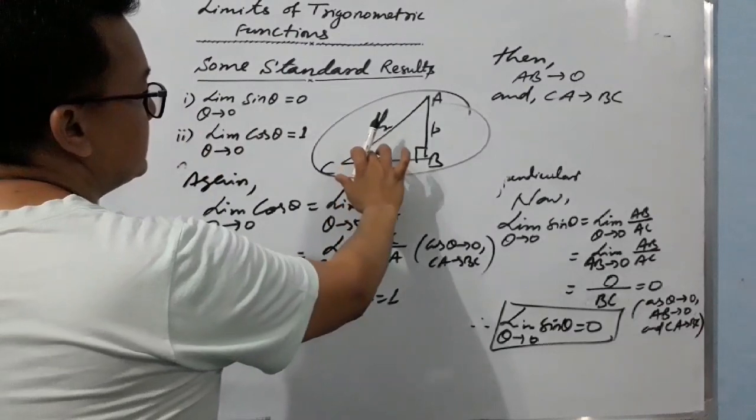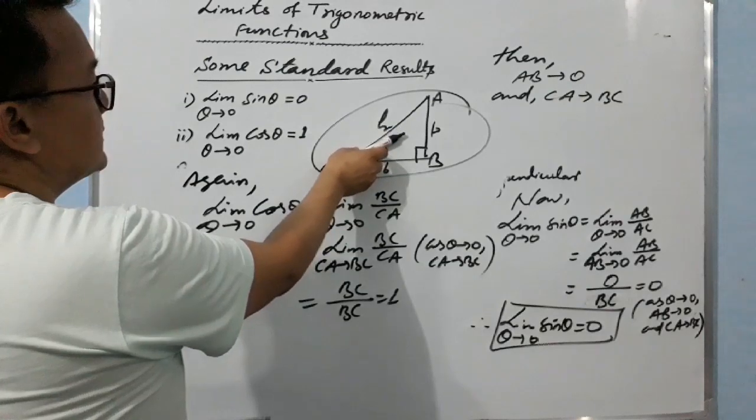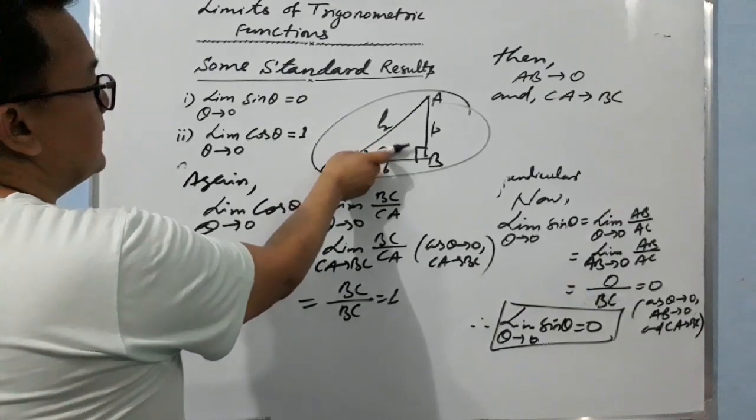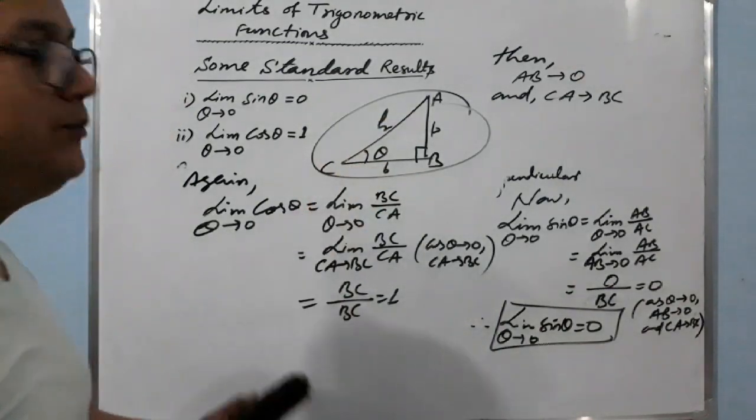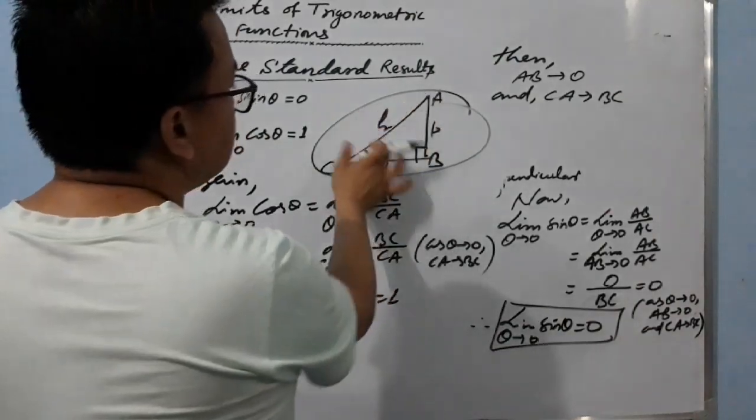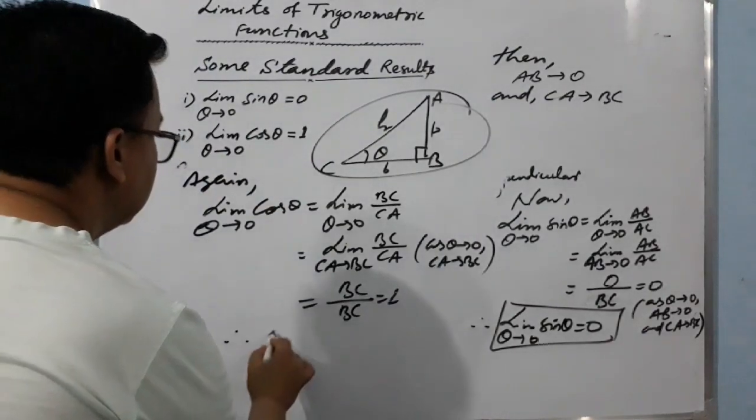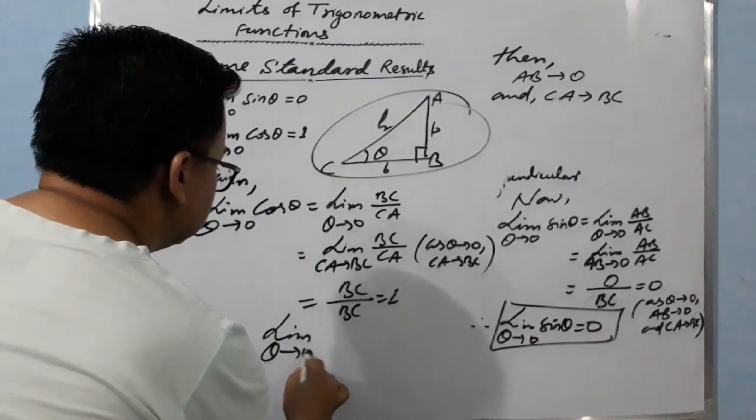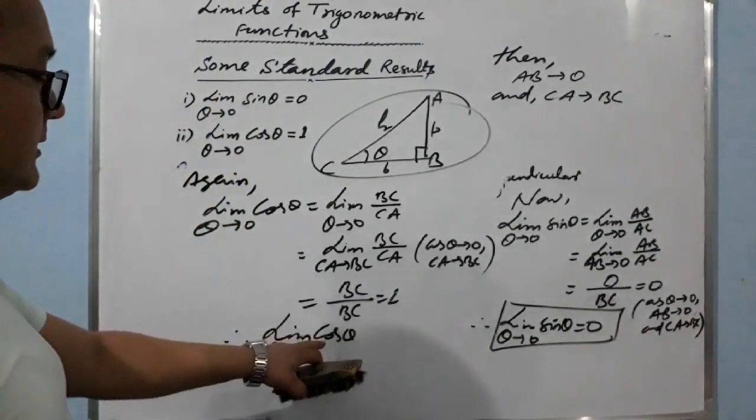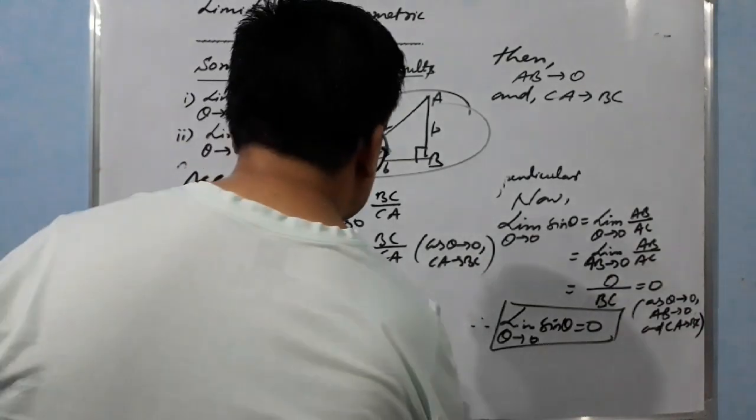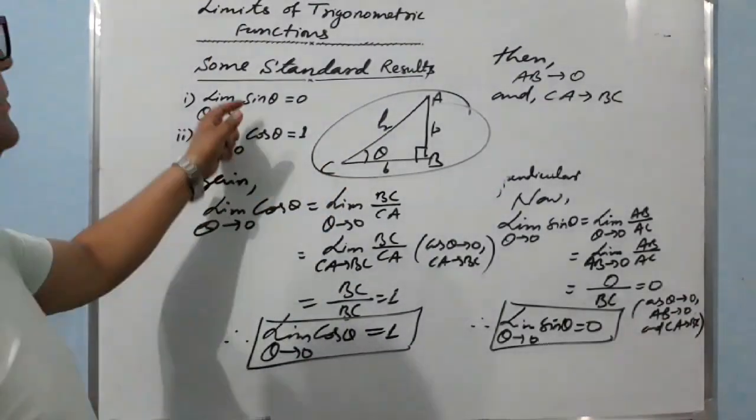When theta moves like this and finally becomes equal to 0, at that time AC will be equal to BC. Here you can see AC equal to BC, so BC upon AC is equal to 1 geometrically. Therefore, the limit of cos theta as theta tends to 0 is equal to 1. Two standard results we have proved with the help of geometry.